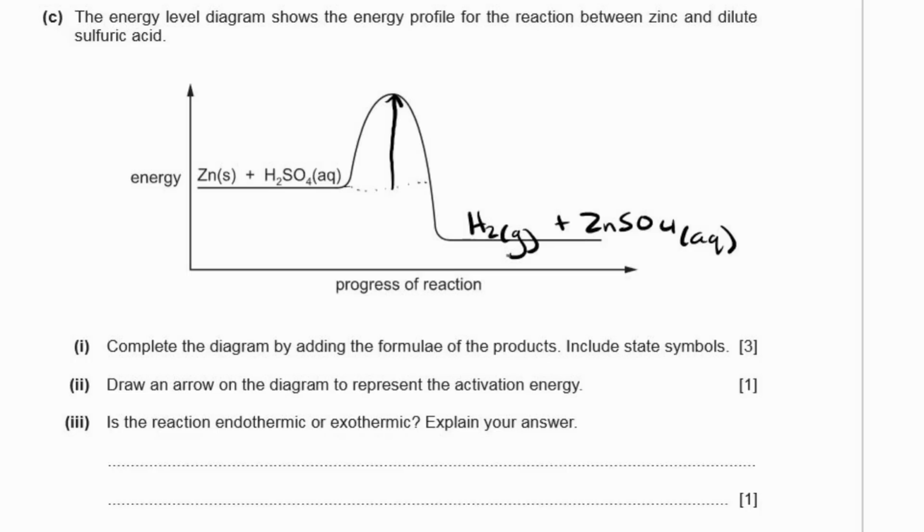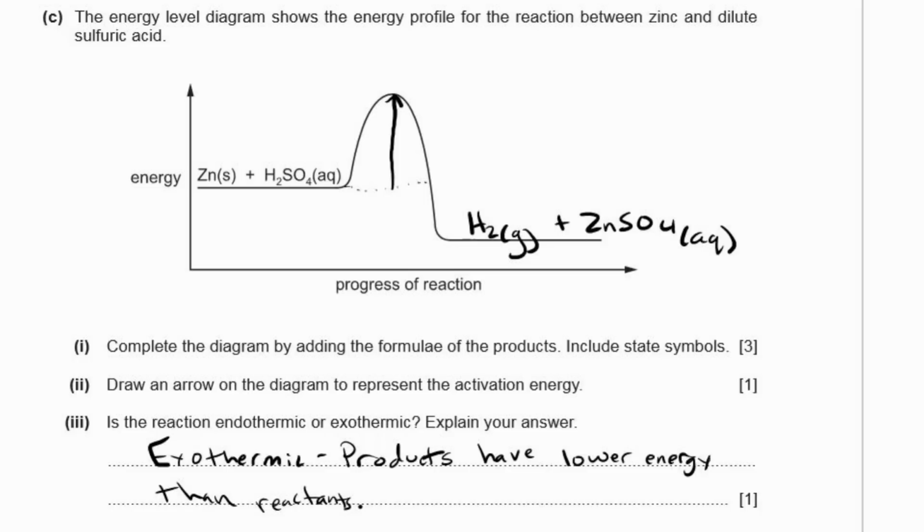Okay, so is this reaction endothermic or exothermic? Well, if you look at this, the energy of the reactants is more than the energy of the products. Some of that energy has escaped to heat up the surrounding molecules. So it could be the thermometer you're using to measure the temperature. Okay, so this is an exothermic reaction because the products have a lower energy than the reactants.